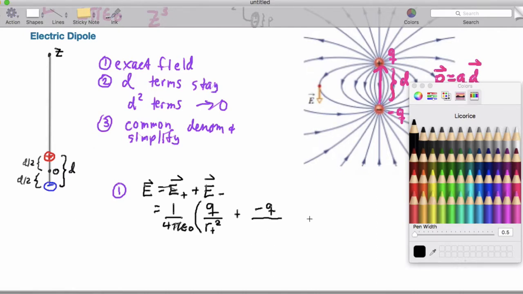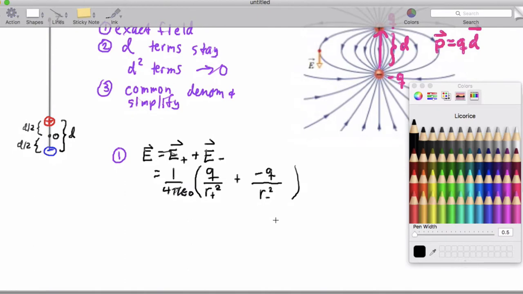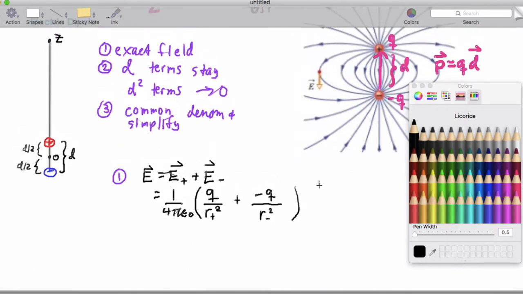And I'm just going to do a little factoring here, r minus squared. And then here's the small point. The next thing to realize is that r for the positive charge is actually equal to z minus d over 2, and r from the negative charge is actually equal to z plus d over 2. And we're going to go ahead and make that substitution right now.